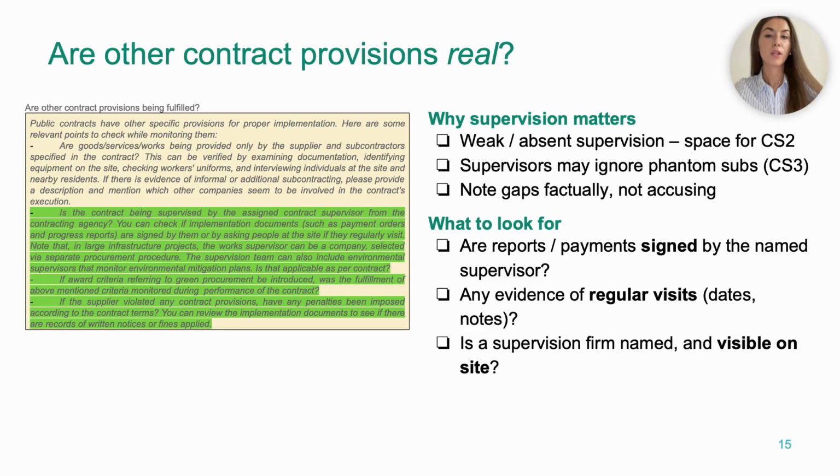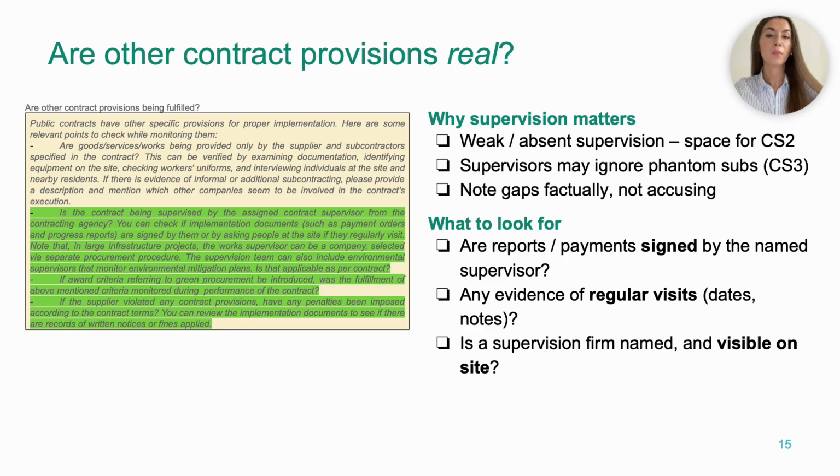For works, the most important one is usually supervision. Most construction contracts require an assigned supervisor from the contracting authority and sometimes a separate works supervision company or even an environmental supervisor. But your job is to check whether these supervisors are real and active or just names on paper. So here you need to look for who signs the progress reports and payment orders. Is it the named supervisor or somebody else? Whether there's actually evidence of regular visits, could be dated site notes, inspection reports, photos spread over the implementation period.